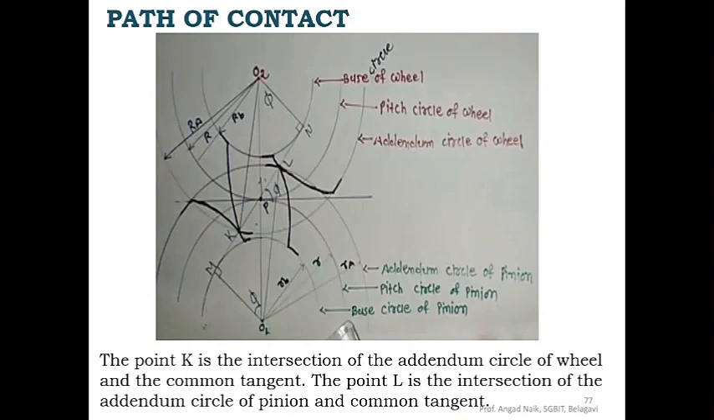K is the point where there is intersection of the addendum circle of wheel and the common tangent. Point L is the intersection of addendum circle of pinion and common tangent. We'll now modify the figure.